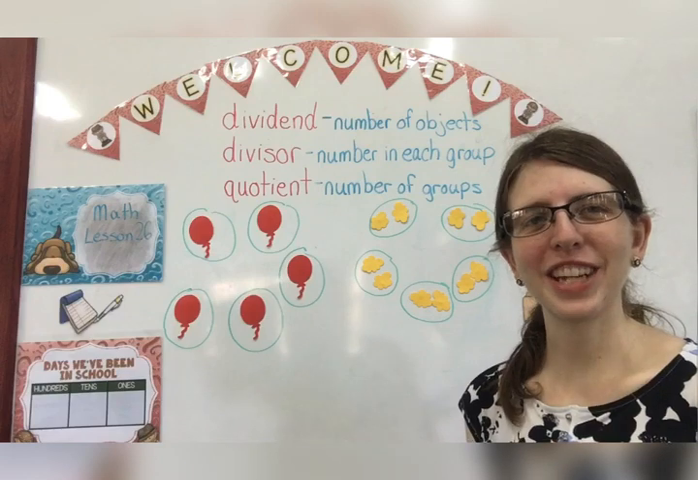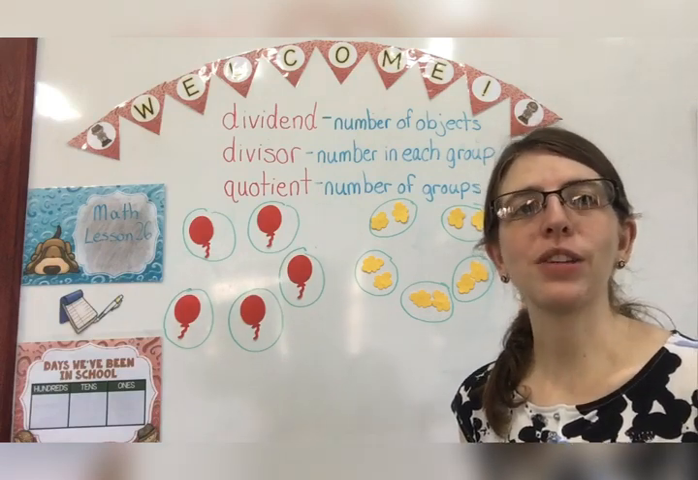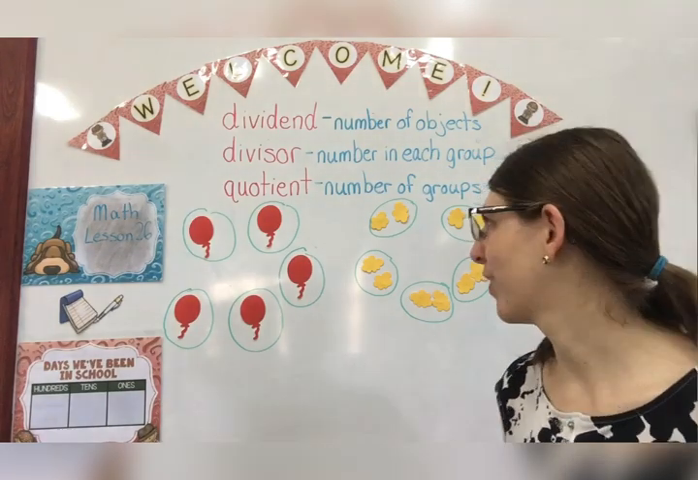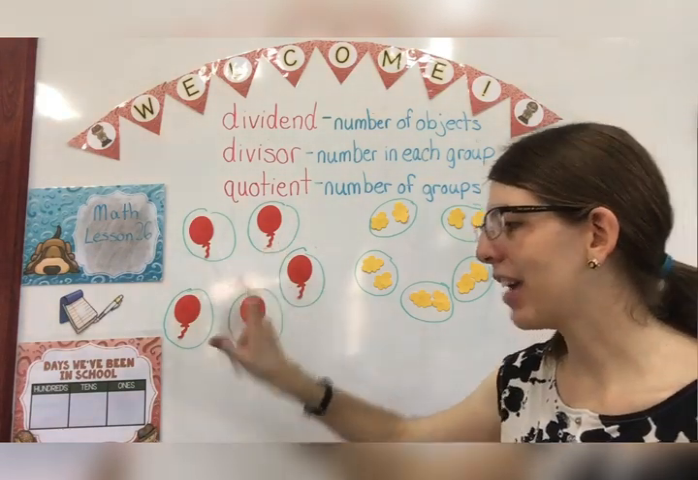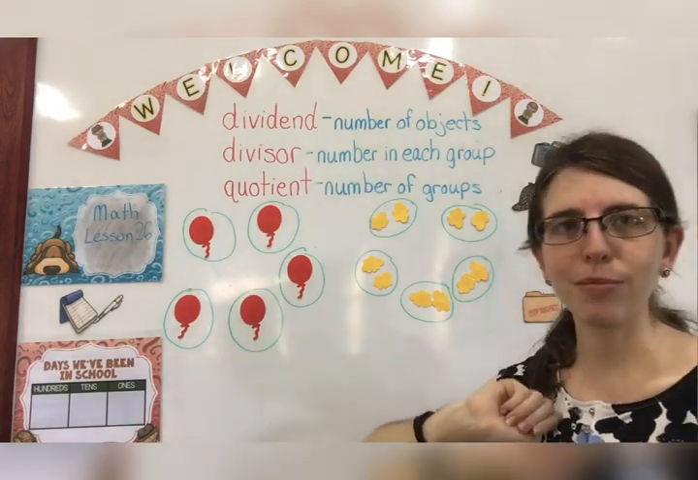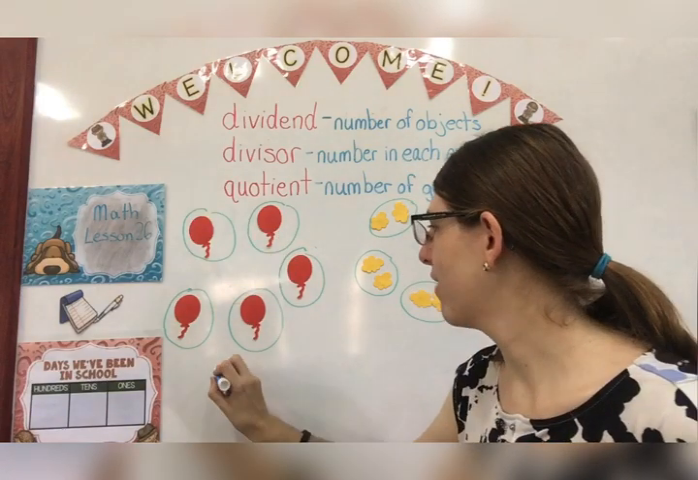All right, let's finish up your paper. You should be on page 52. So we're talking about when you divide by 1 and by 2. Look at my globos, okay? I have 5 globos in total. So that's my dividend because it's my number of objects, 5 globos. So I have 5 in total.